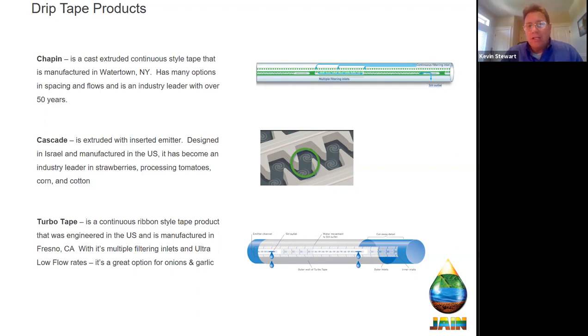But this has been a great product for us in the onion and garlic markets. We've been able to go with a very close emitter spacing, and with what we call an ultra low flow rate, which is really what these crops require. It really fits right within there. It certainly can be used in a number of other crops as well. We've just seen really good market leadership in the onion and garlic market here in the US with that product.